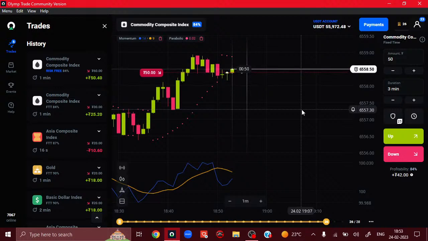Guys, if you are facing losses, I suggest you make a bigger deposit and use the martingale technique.